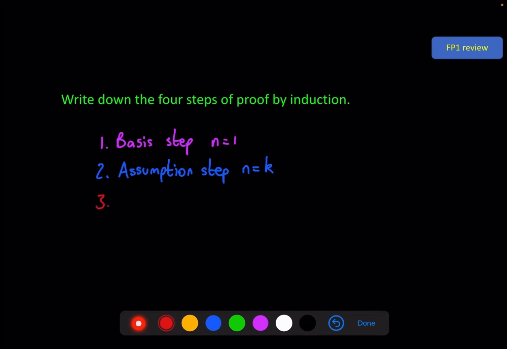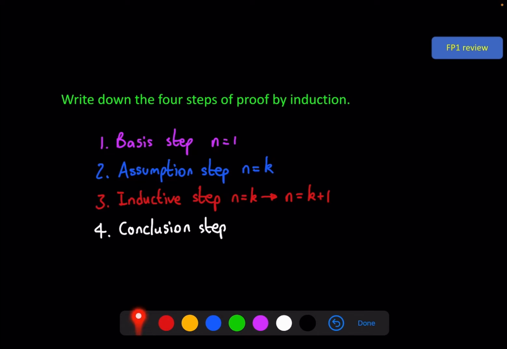And we assumed that for the inductive step, where we needed to prove that if it is true when n equals k, then it is also true when n equals k plus 1. Finally, the inductive step, together with the basis step, gave us the conclusion step, which was just to say that if this is true and this is true, then it is true for all natural numbers or positive integers.